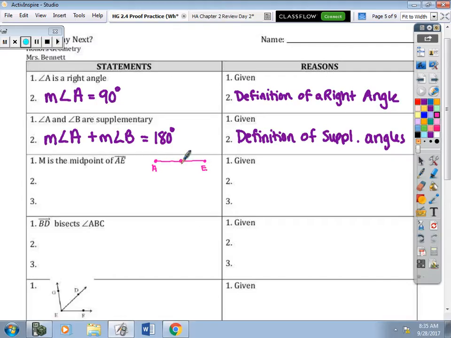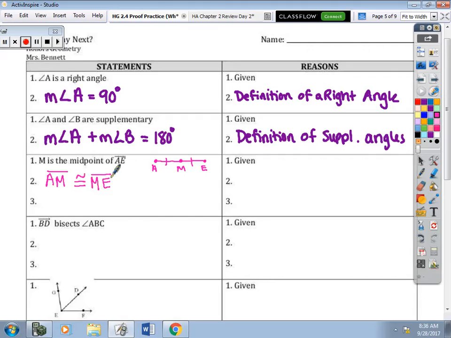Thank you. So M is the midpoint of AE. And we just looked at one of these in last night's homework. It was filled in for us. We just had to justify why. What would be the first thing I say after they tell me M is the midpoint? Maddie? Yes, congruent. AM is congruent to ME. So we will put segment AM is congruent to segment ME.